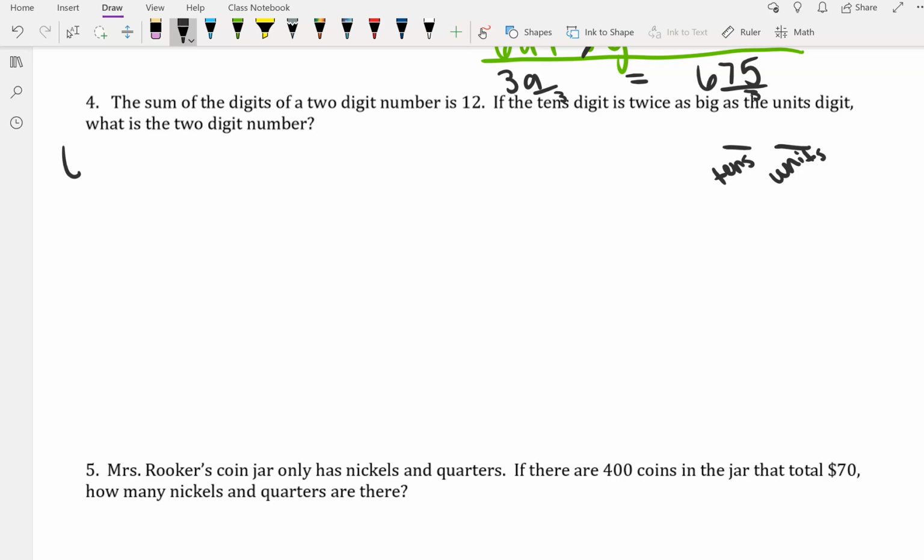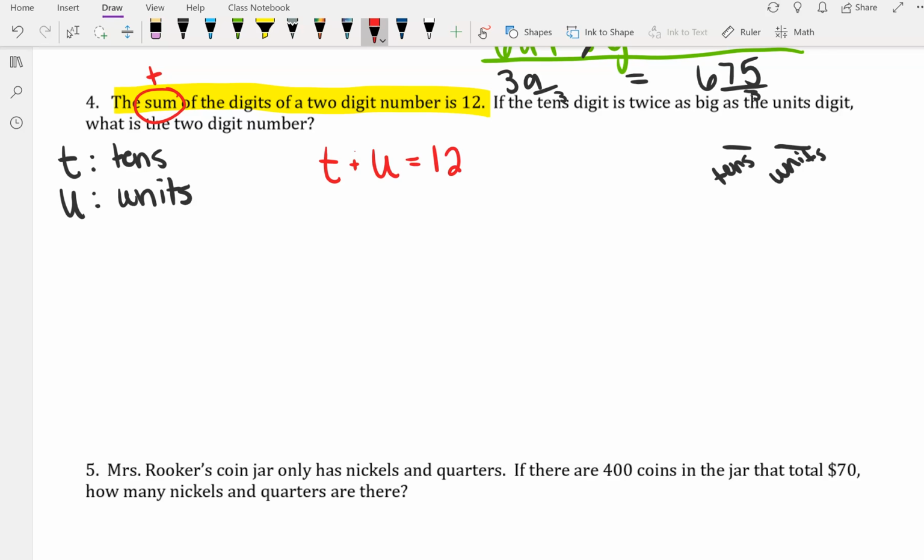All right, so I'm going to call the tens digit T, and the units digit I'll call U, and that'll be my 2 variables that I'm assigning, because that's the first thing I always need to do. And then my first equation is going to be this first sentence. The sum of the digits of this number is 12. So the sum of the 2 digits is 12. Sum means addition. So I'm going to add the 2 together, and that is going to equal 12. So tens digit plus units digit equals 12.